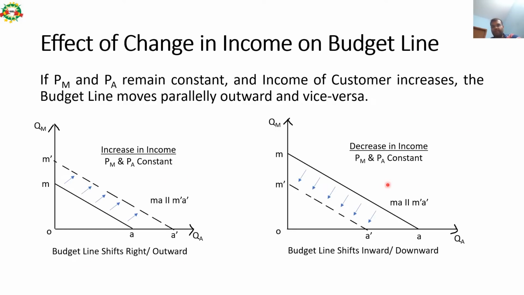Likewise, if income decreases and price of mango and apple remain constant, then the budget line will move inward or downward, and it will remain parallel. So here M dash A dash will remain parallel, it will move downward, inside towards the axis. So it will be the new budget line if income decreases.